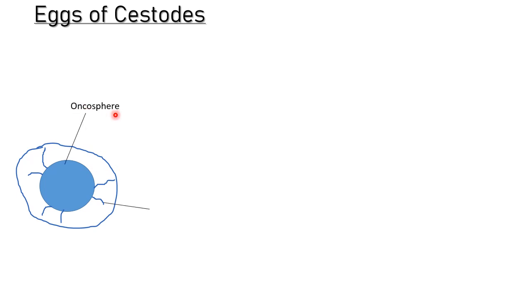This just simply means it is a hooked ball. This is because the embryo inside has a spherical structure with hooklets around it. All right, and these hooklets are of 3 pairs, meaning that this embryo has got 6 hooklets around it. That is why the other name of this embryo is known as a hexacanth embryo.